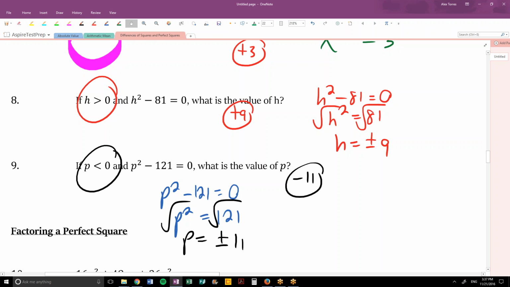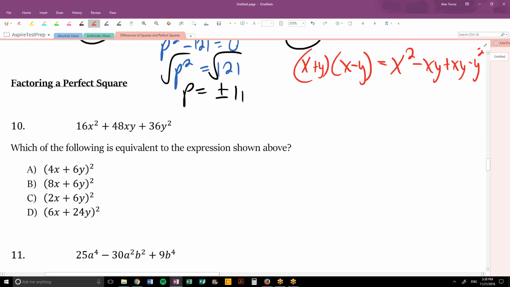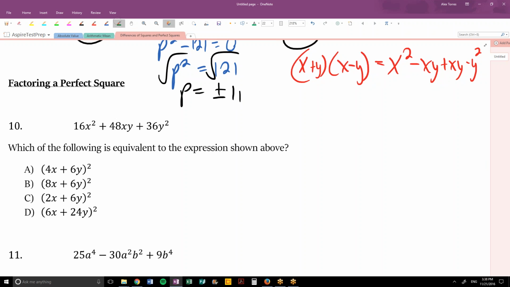Alrighty, going over to number 10, we're not dealing with differences of squares anymore. We're dealing with perfect squares. So just to talk about the difference between the two, if I had x plus y times x minus y, like we said before, foiling it out, we'd have x squared minus xy plus xy minus y squared, and we'd get a dynamic where every time we do one of these, the two middle terms are going to cancel out, leaving you with x squared minus y squared.